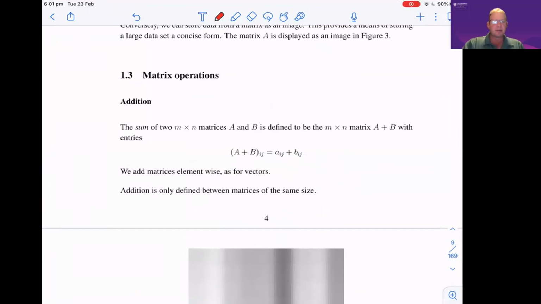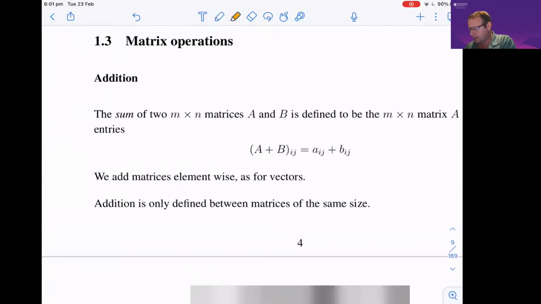Okay, so matrix operations. When we learn basic mathematics, we know how to add numbers, but we can also do that with matrices. Not with any two matrices. Matrices need to be of the same dimension to add them. And this formula here defines the way we add a matrix.